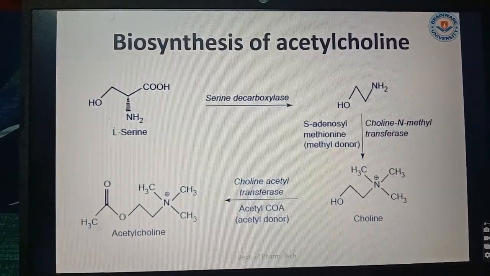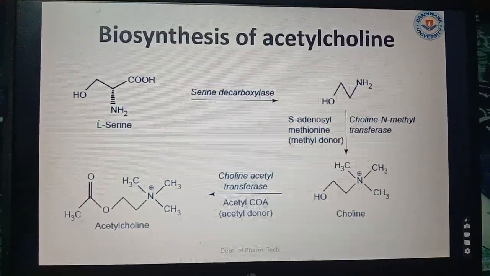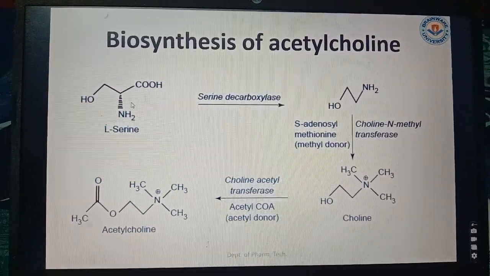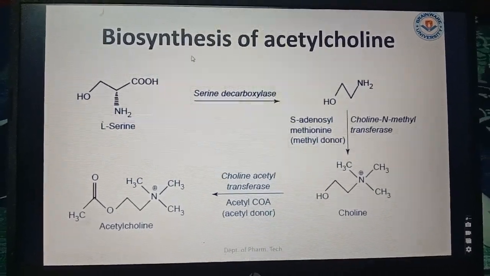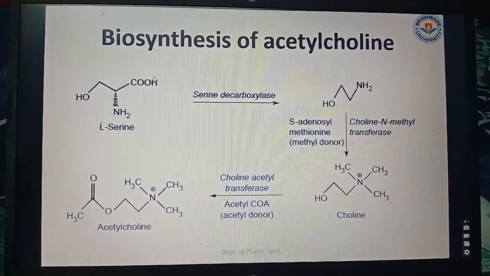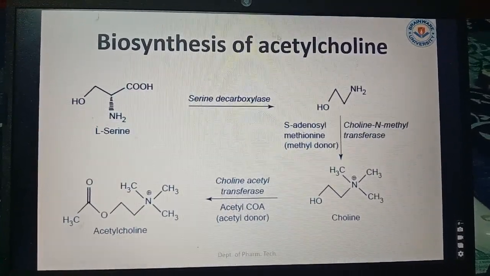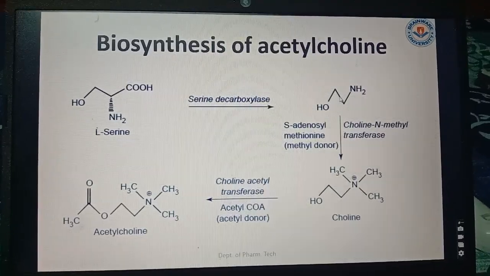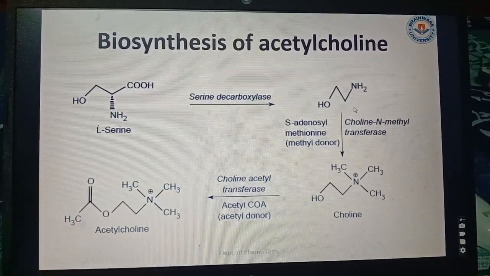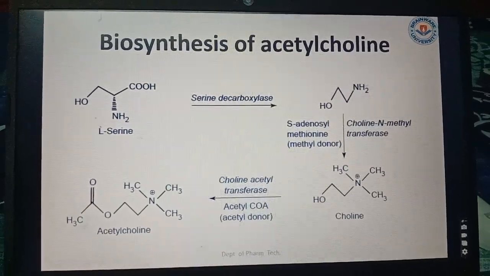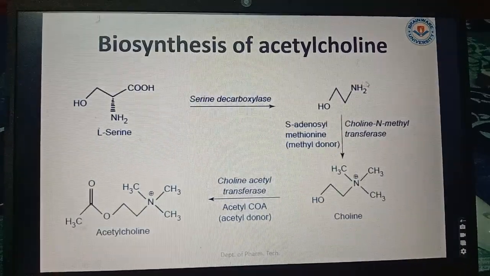First, L-serine, that is the amino acid. Why is it an amino acid? Because the amino group and COOH group are present there. With serine decarboxylase, decarboxylation will take place. As a result, a product will be produced, and that is known as S-adenosyl methionine, the methyl donor, where the COOH group will be removed.